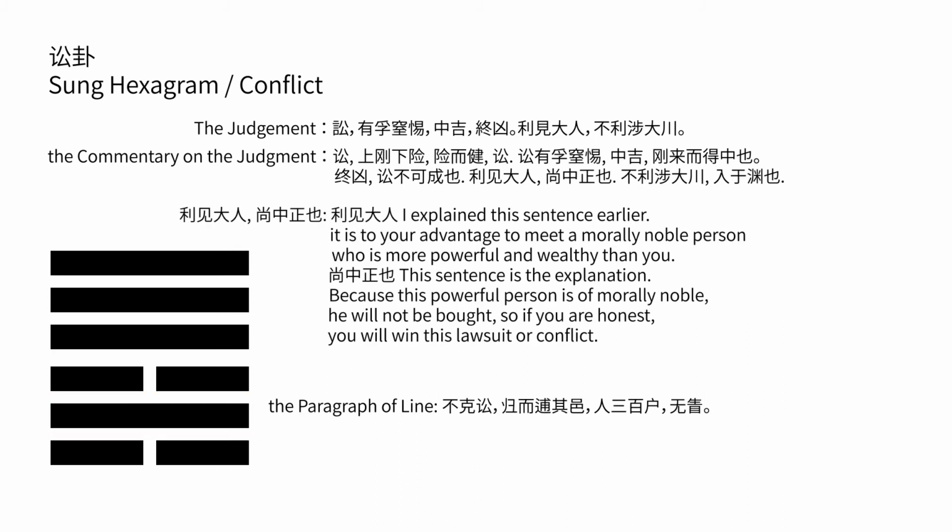利见大人，上中正也。利见大人, I explained this sentence earlier. It is to your advantage to meet a morally noble person who is more powerful and wealthy than you. 上中正也. This sentence is the explanation. Because this powerful person is morally noble, he will not be bought. So if you are honest, you will win this lawsuit or conflict.